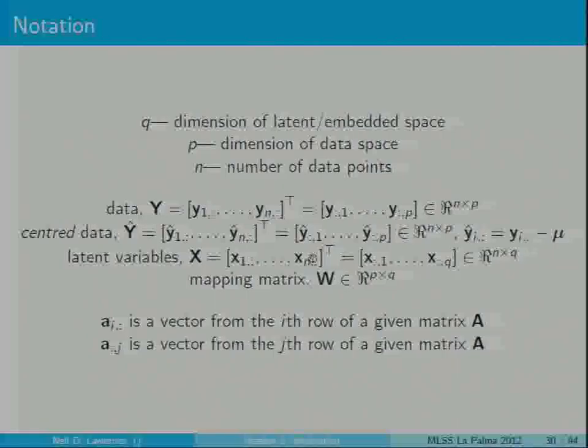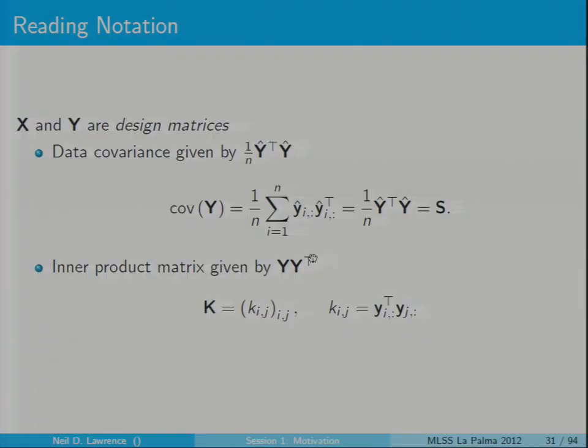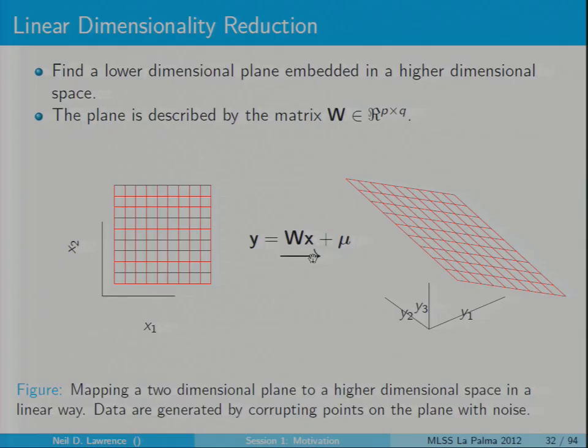So just a reminder on the notation. Q is the dimension of the latent space, P the dimension of the data space, n the number of data points. Y is our data in this n by P matrix. That's important because if I write Y transpose Y, that's an inner product matrix. Centered data is our data with the mean subtracted off, so that's something we'll use a lot. The latent variables are X. And then we're going to use this mapping matrix W, which maps from a Q-dimensional latent space to the P-dimensional data space. Why am I making a fuss of this notation? Because when you see this form arising, the centered data set in this form, that's a covariance. I sometimes write that as S. And if you see this inner product matrix, YY transpose, that has an interpretation as a linear kernel sometimes. So those two are features of the way I've defined the data.